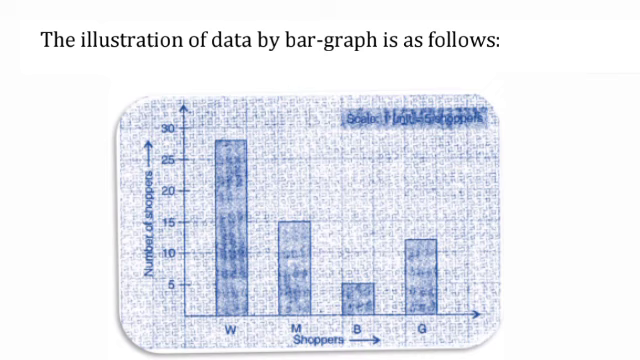In the graph sheet we have to take W, M, B, G on the x-axis, giving a 1 centimeter gap also, and on the y-axis we take the number of shoppers 5, 10, 15 like that, taking 5 units for 1 centimeter. W we got 28, M we got 15, B we got 5, and G we got 12. We have to mark on the y-axis like this and color it in the graph sheet.